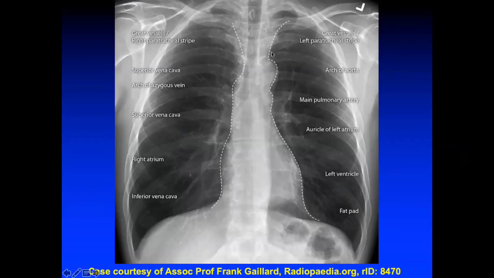On the left side, again, it's the left atrial stripe. This is the arch of the aorta. This is the main pulmonary artery or pulmonary trunk, what we call it. Then you have the auricle of the left atrium, and then you will have the left ventricle. Sometimes you can also have an epicardial fat pad.